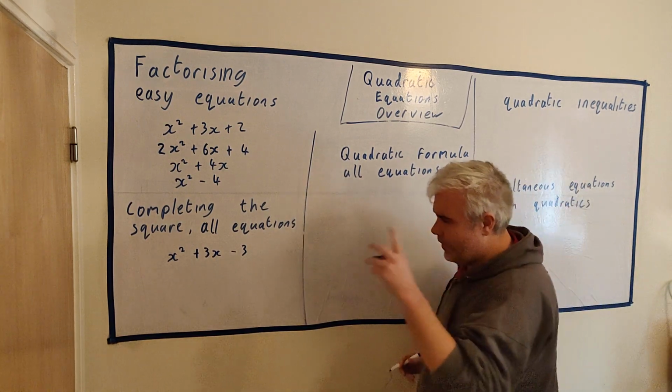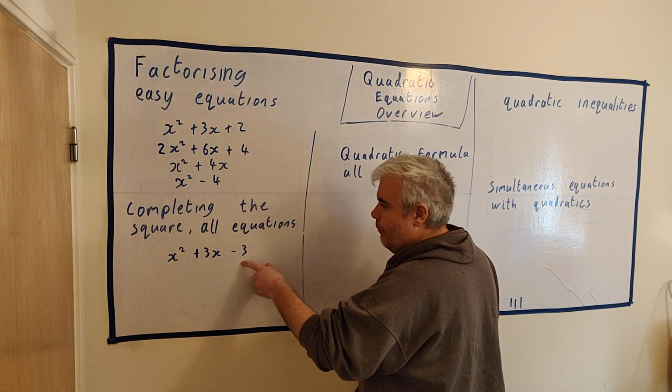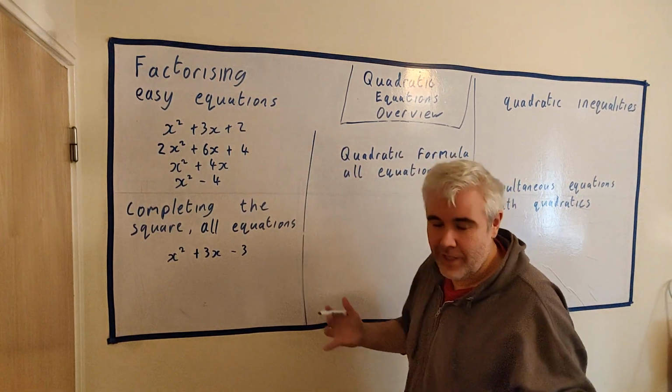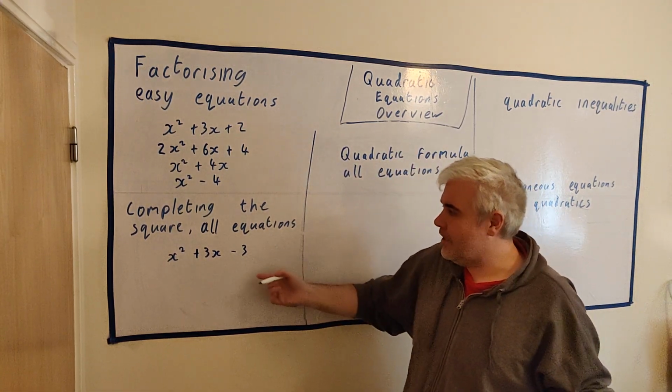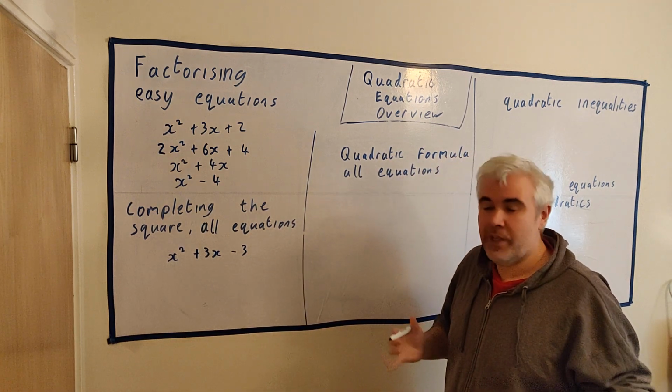Let me just quickly in my head. 9 plus 12, 21. Yes, there's no square root of 21. Okay, this will be a messy answer, but still we can do it.